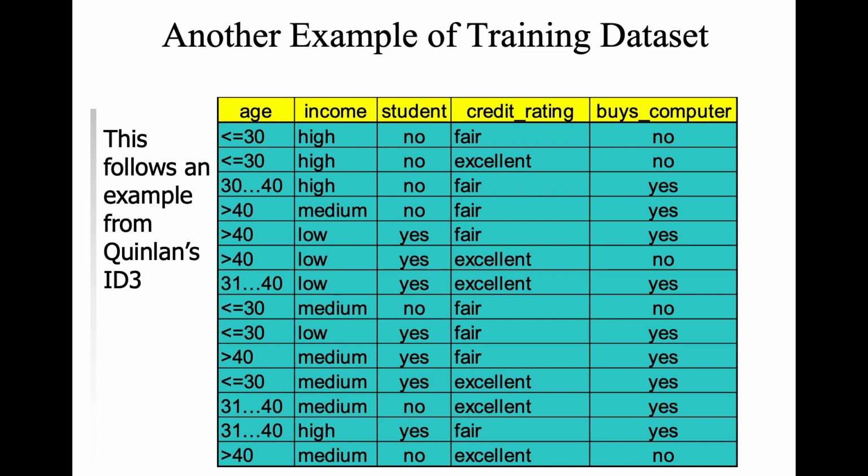So here we can see another example of our training data set. Here we have several features such as age, income, student, credit rating, and the class label is buying a computer. We want to see if a person is going to buy a computer or not. So how do we do that? We have some information for our customers based on their age, their income, whether they're a student or not, and their credit rating. Based on these features, we want to create a tree to predict whether a customer is buying a computer or not.